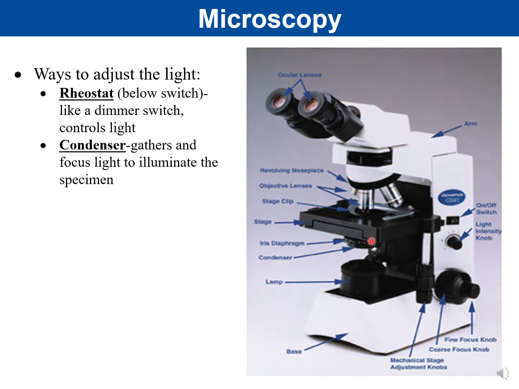Now, also, right beneath the stage, you'll see this black ring. And that black ring is what we call the condenser. And the job of the condenser is that it's going to gather and focus the light to illuminate the specimen. So it's going to take that light, which is really diffuse, and it's going to bring it to a point. So it's going to cause that light to go to a point. And so it's going to gather and focus the light to illuminate the specimen.